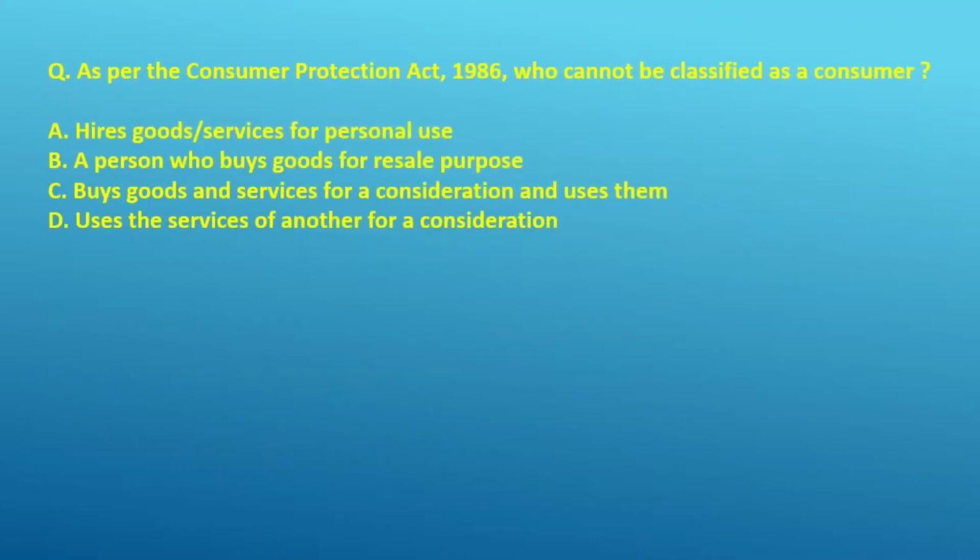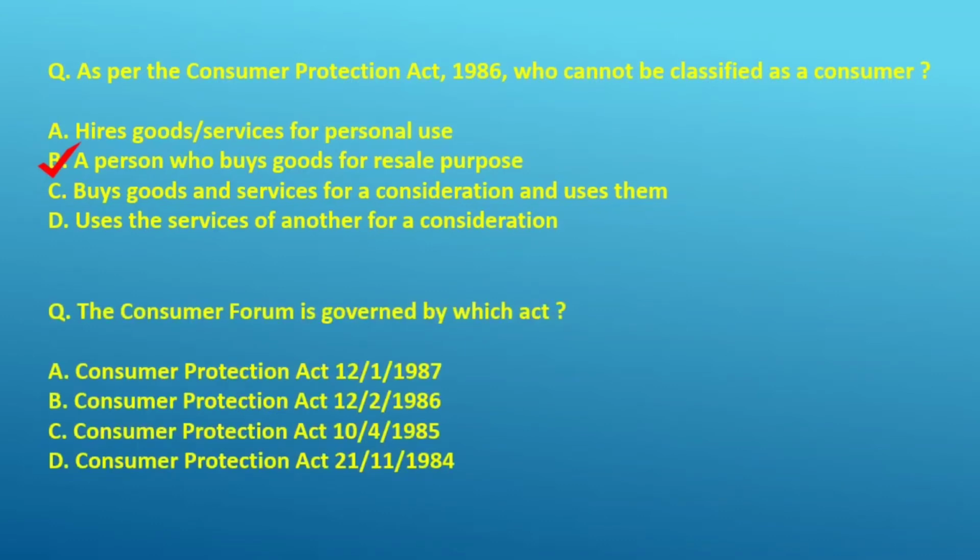Next question is, as per the Consumer Protection Act 1986, who cannot be classified as a consumer? Consumer means end user. When we see all these 4 options of answer, the correct one is B, a person who buys goods for resale purpose. That means that person is buying goods because he wants to resell. So the correct answer is B.